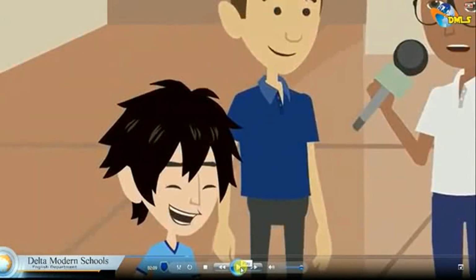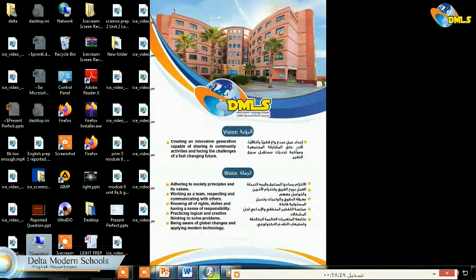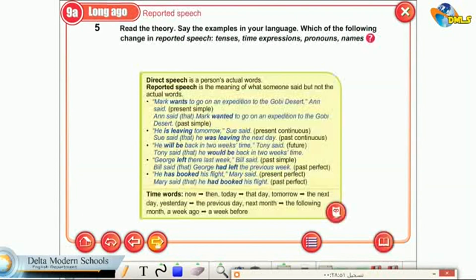Okay, now I want you to open your student book, page 91. Reported speech. As we said, start to underline with me. Direct speech is a person's actual words. Reported speech is the meaning of what someone said, but not the actual words. Okay.